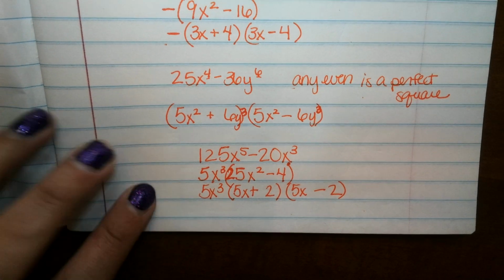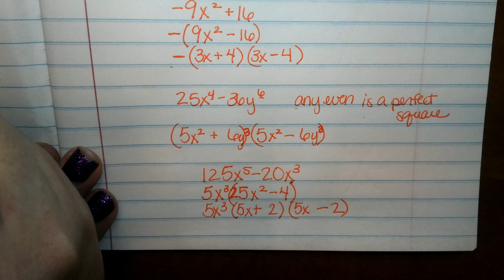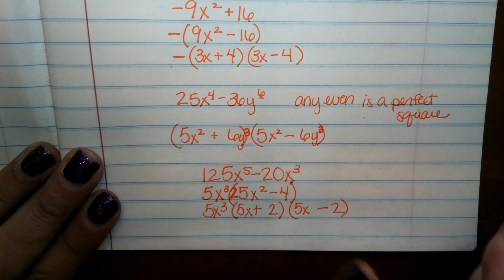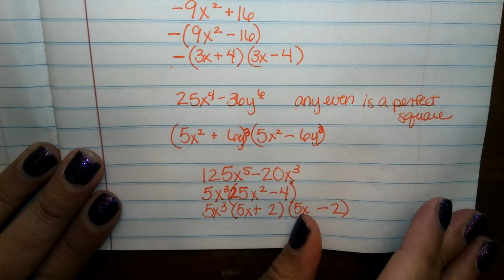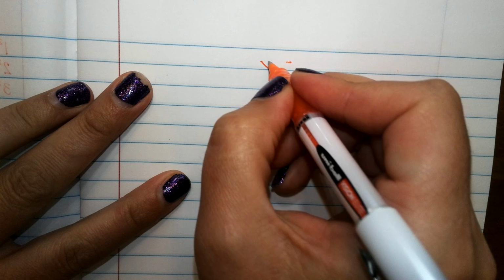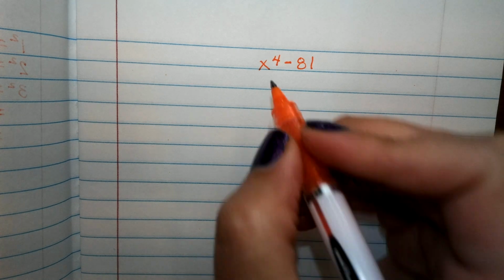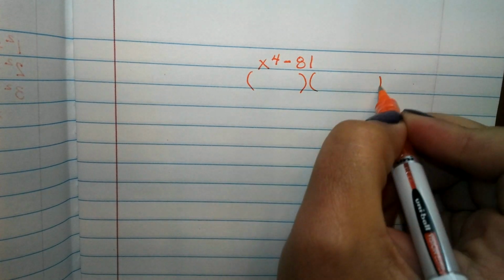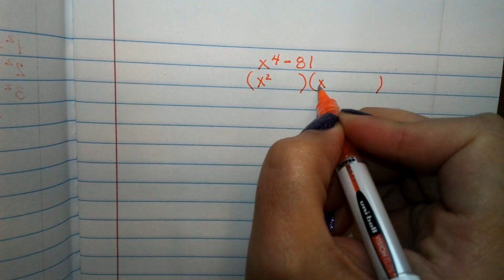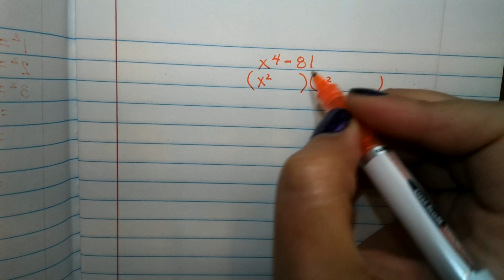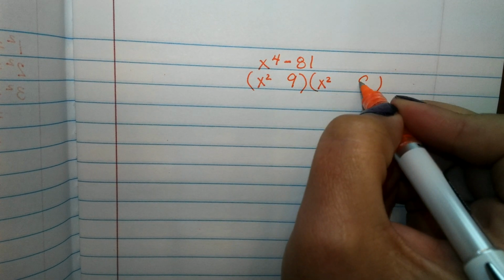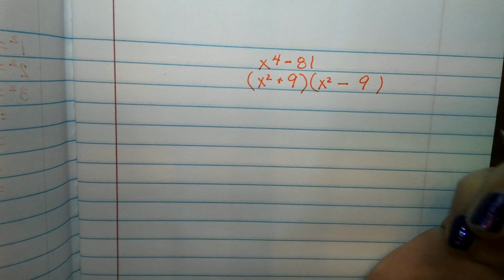Now, actually, I have one more hard one to give you. Let's take x to the 4th minus 81. Okay, well, x to the 4th is a perfect square. It's x squared times x squared. 9 times 9 got us to 81. We need a plus and a minus.